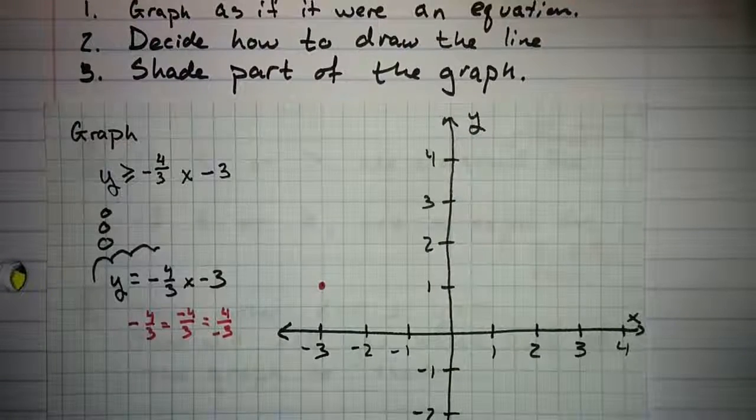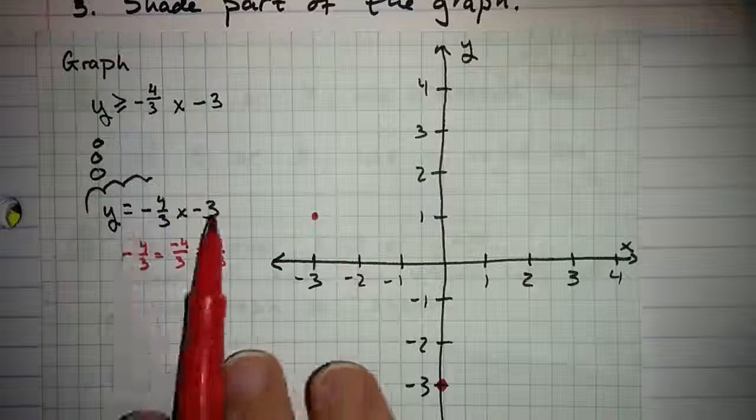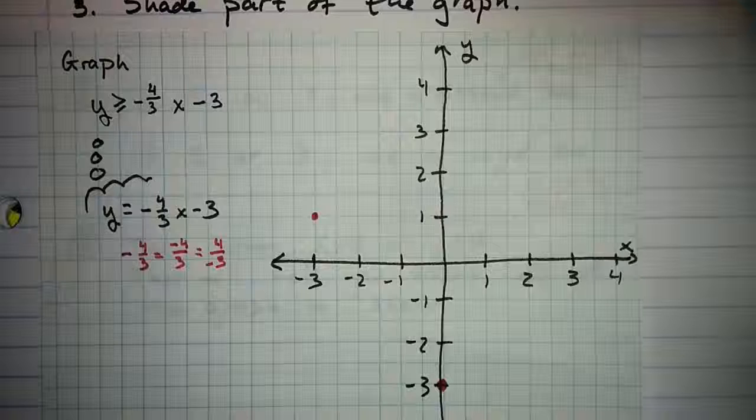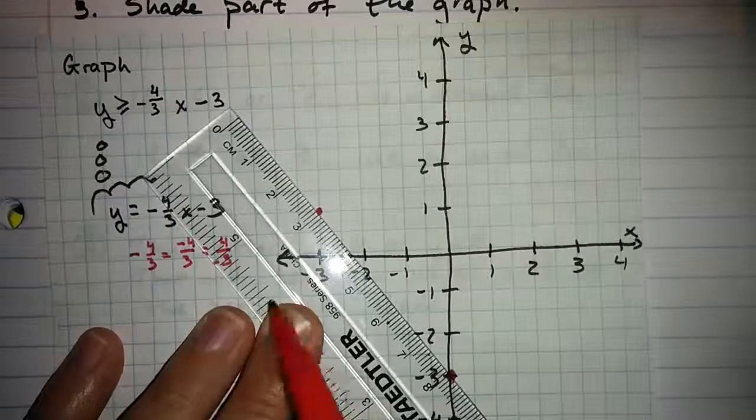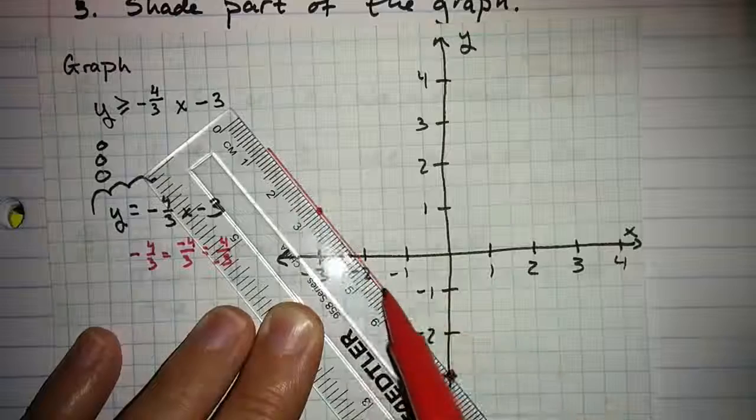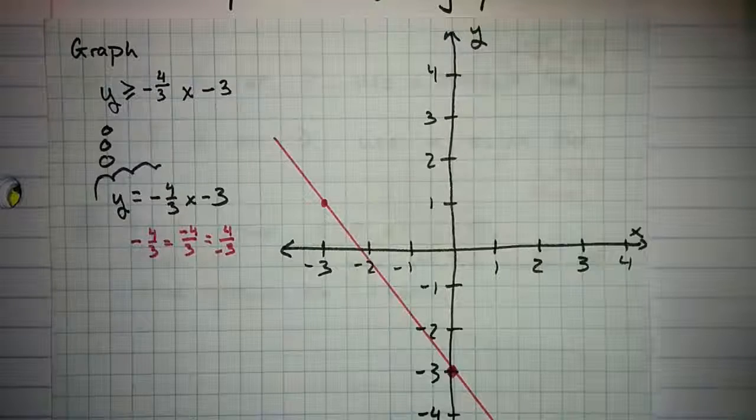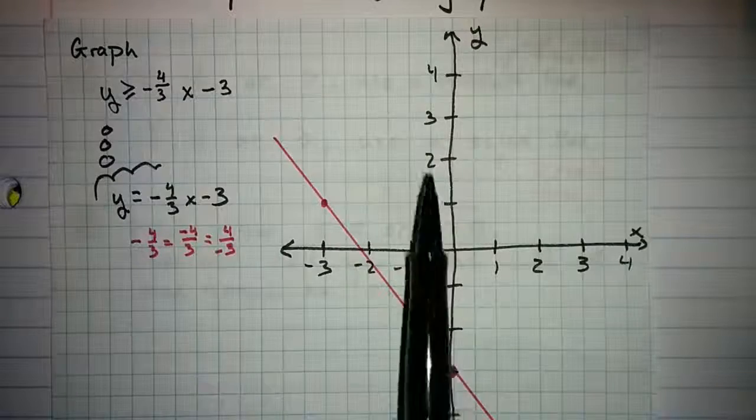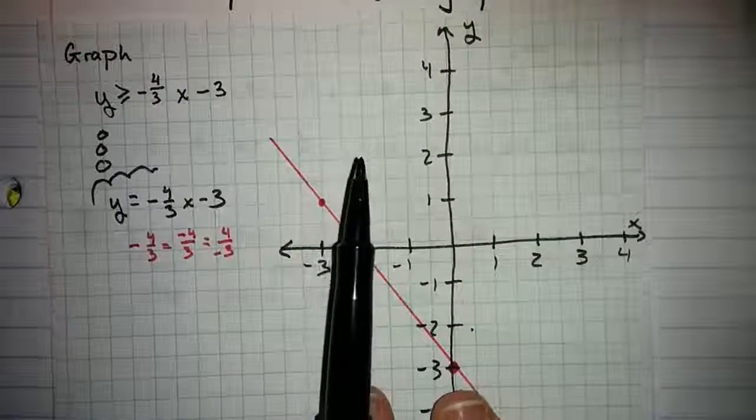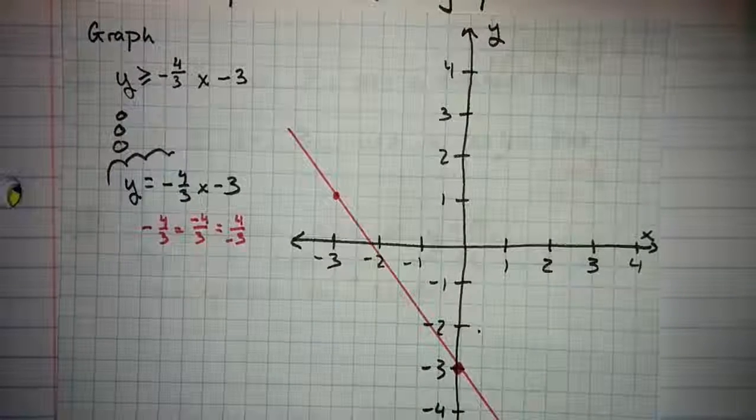Now I need to decide how to draw the line. Here I see greater than or equal. So points on this line should be included. Because equals is included, we want a solid line. Now I need to decide where to shade. Right, now, I could pick x as 0 or y as 0. That is, I could choose to look at the y-axis or the x-axis. I'm going to choose to look at the y-axis because that'll make things easy.